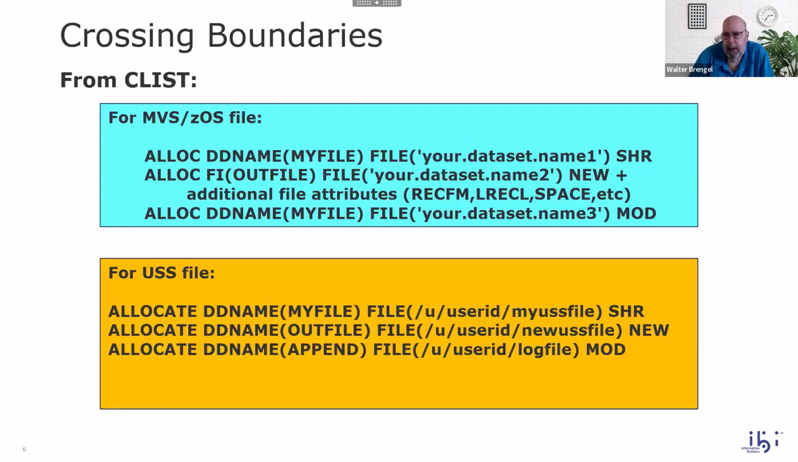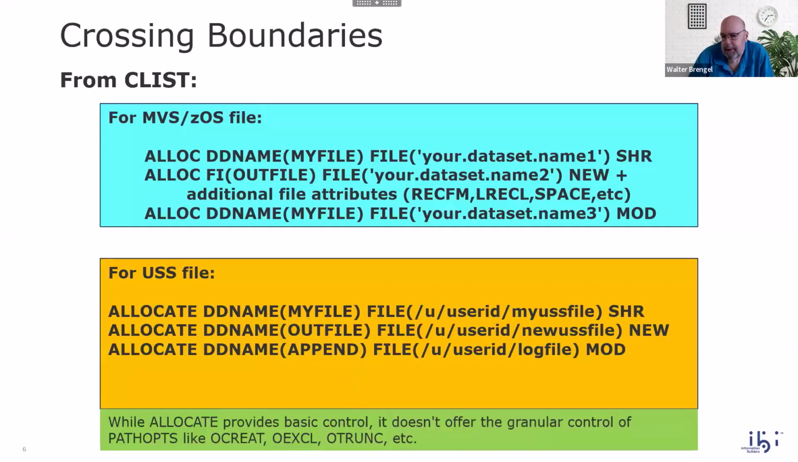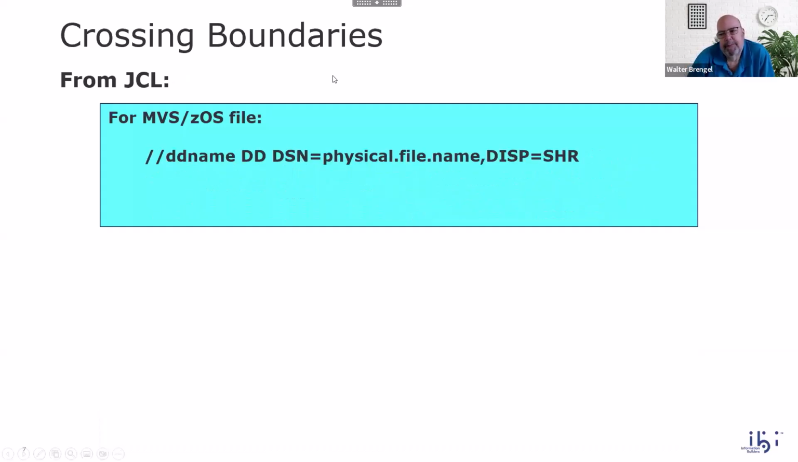So pretty simple. Note that while allocate provides basic control, it doesn't offer the granular control of path ops. Well, you're going to say, what is path ops? Because we haven't gotten there, but that's where the JCL comes in.